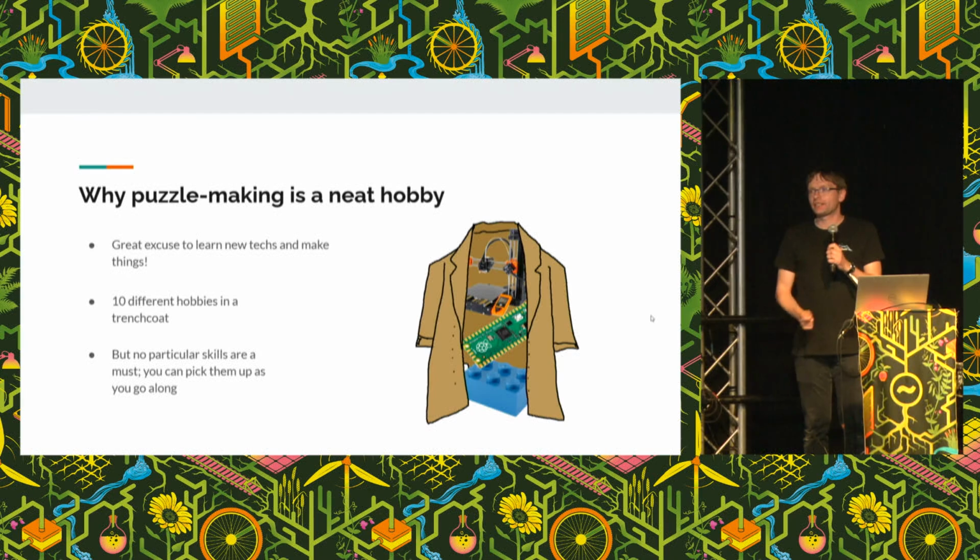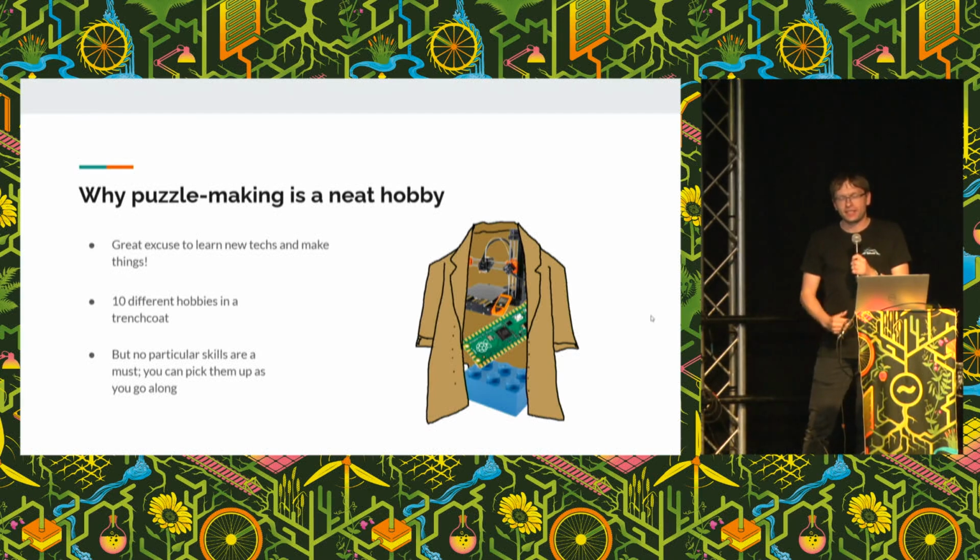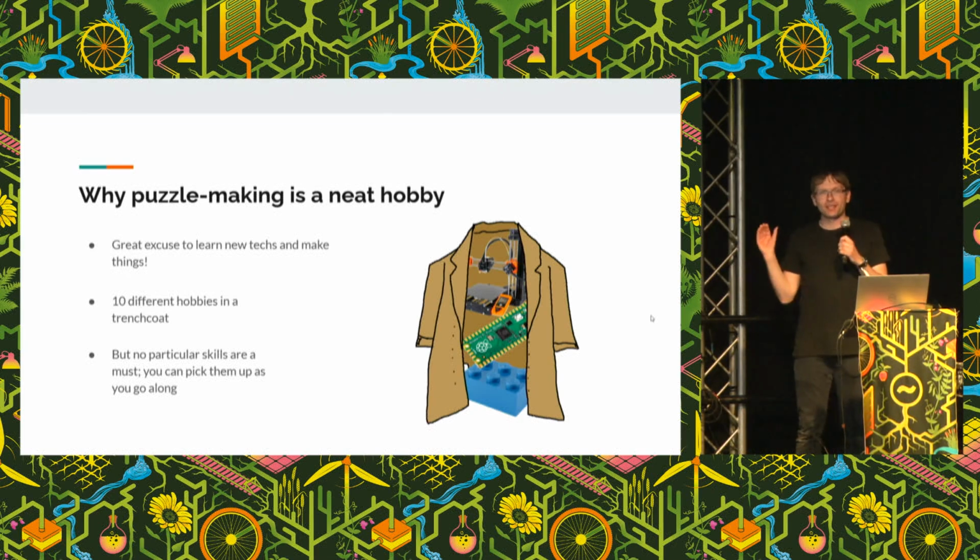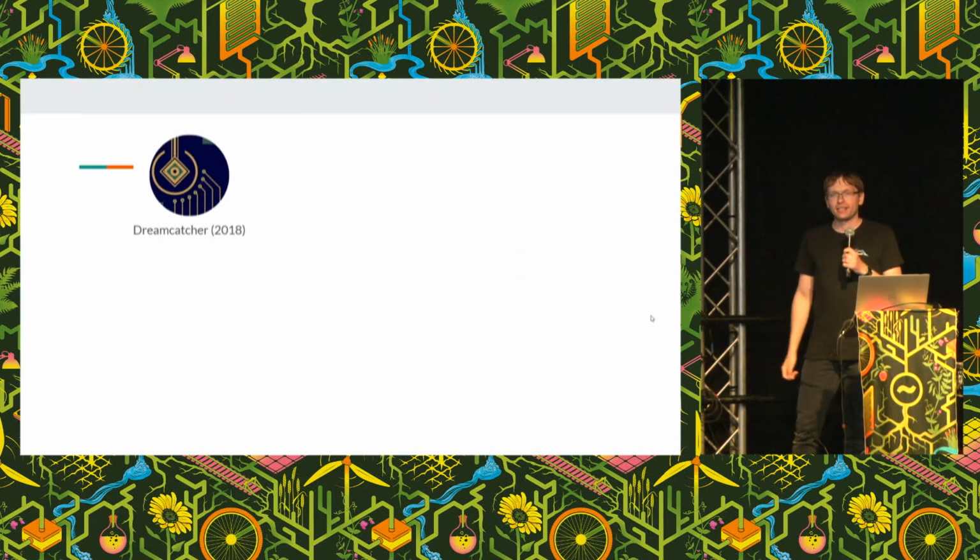But one key point is that you don't need any of that stuff. It can improve your puzzles, or it can open up new possibilities, but you can build a puzzle hunt with very basic tech like paper and pens, and then build on top of that as you go along. And to illustrate that, I'll quickly run through all the puzzle hunts we've done for EMFs past.